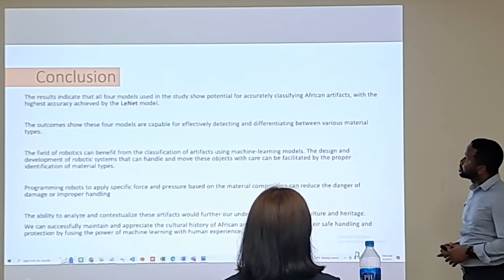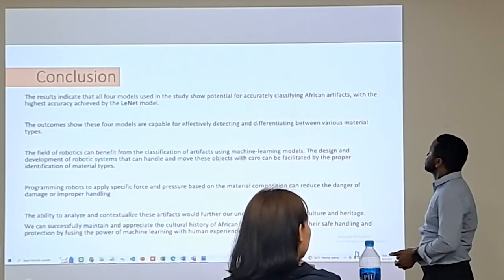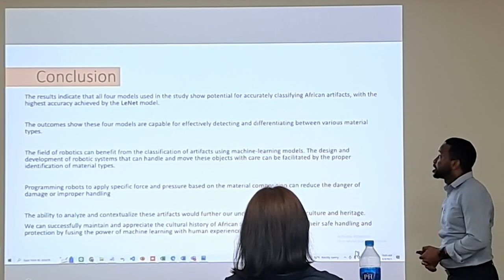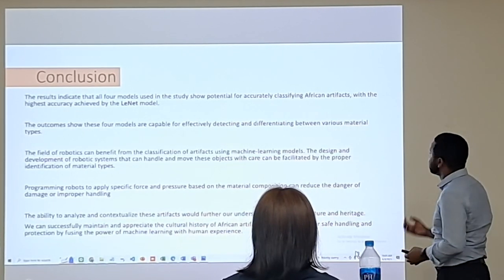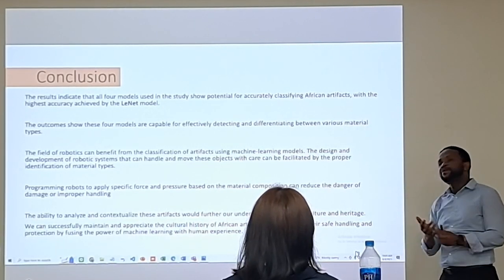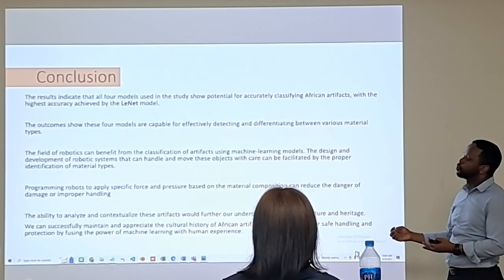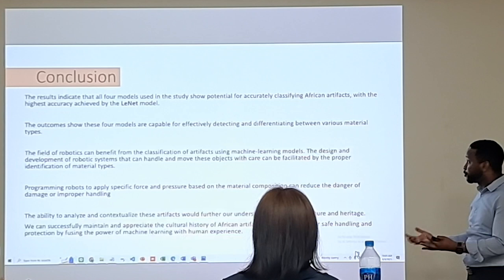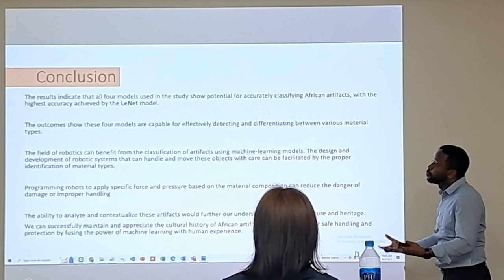Conclusion: the results indicate that all four models used in this study show potential for accurately classifying African artifacts, with the highest accuracy achieved by the LeNet model. The outcomes show that the four models are capable of effectively detecting and differentiating between various material types, because here I used various materials. Metal, wood, and clay are different kinds of material that also differ in the reflection of light when you take the images. It's different, but all four models are capable of doing that.